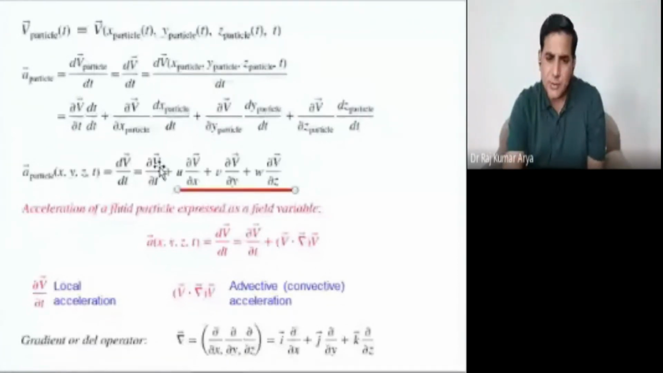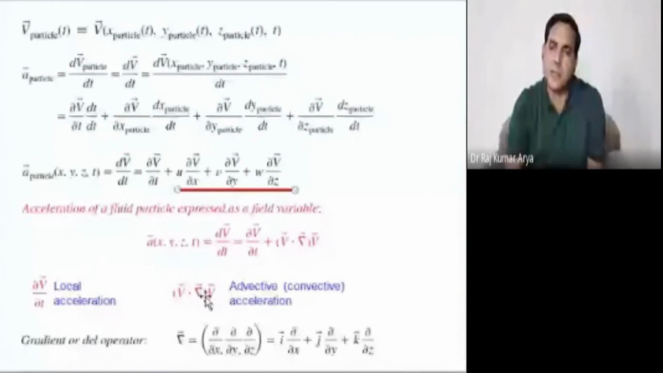So this first term is called the local acceleration of the particle, and this is called the convective acceleration of the particle. There is one more term here, the del operator. The del operator is given by i cap ∂/∂x, j cap ∂/∂y, k cap ∂/∂z. If you multiply this by V, you should get this derivation.